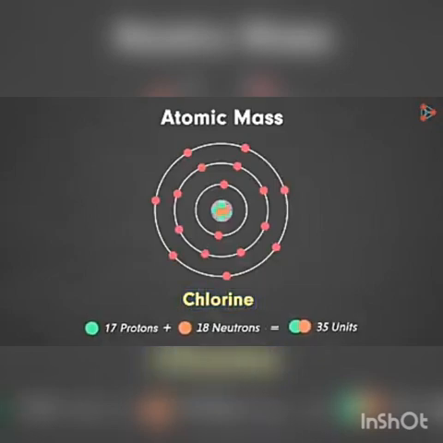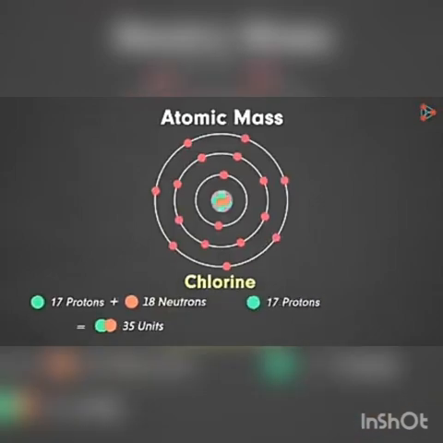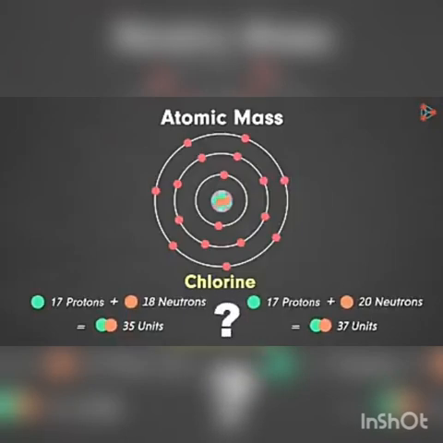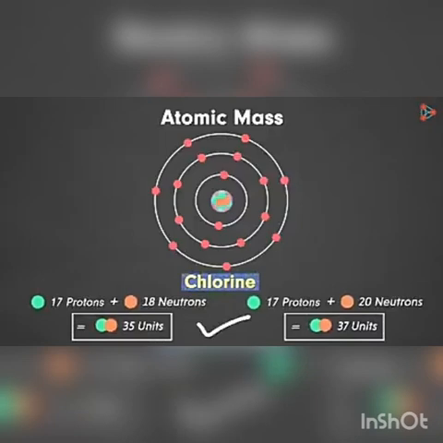A few chlorine atoms that exist in nature exhibit a different form. Some of them have 17 protons and 20 neutrons. That gives us the atomic mass of chlorine as 37 units. So which one is the correct atomic mass? In case of chlorine, both the atomic masses are right.